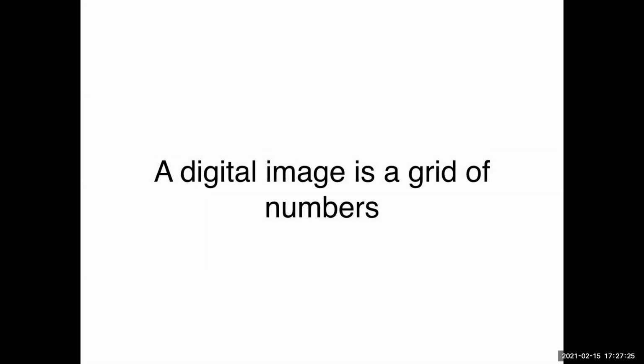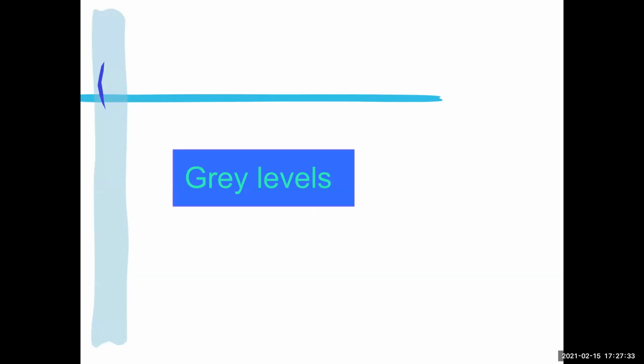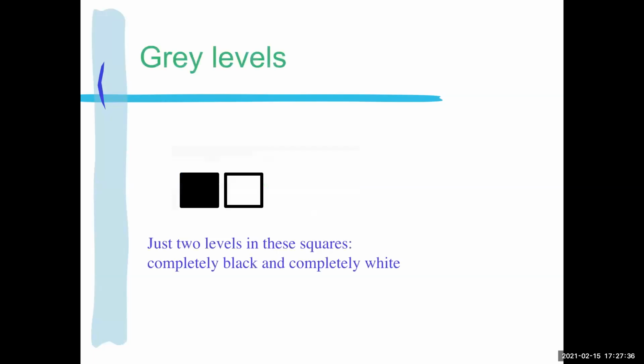Okay, so what you've seen so far is that a digital image is a grid of numbers. Let's build up to understanding that. First of all, we're going to think about gray levels. Pretend there's no color for the moment so that we can understand digital images. We'll come back to color later. Let's pretend that there's only two possibilities for each of these squares. One square can be black and the other square can be white. That would be considered two gray levels.